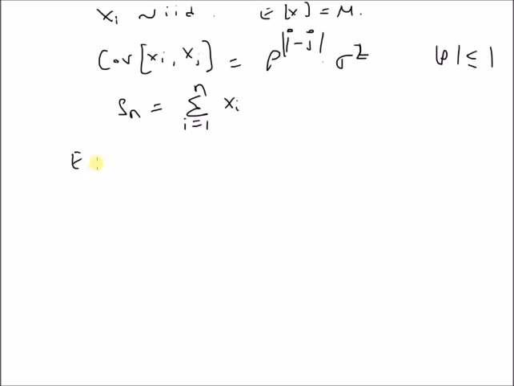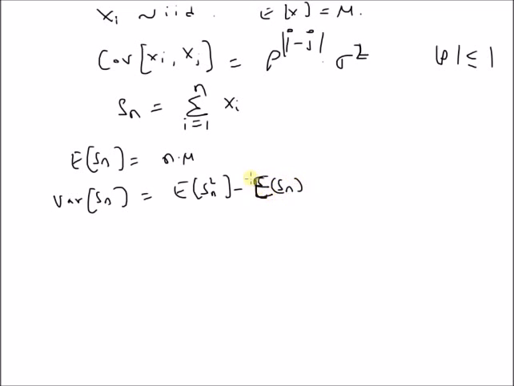Obviously expectation of Sn, that is the mean, is equal to n times mu, since expectation of a sum is equal to the sum of expectations, which are given, and each expectation is equal to mu, so the expectation of the sum is n times mu. Now the variance is defined as the difference between the second moment, expectation of Sn square, and the square of the first moment, expectation of Sn whole square. So we have to find the second moment first.